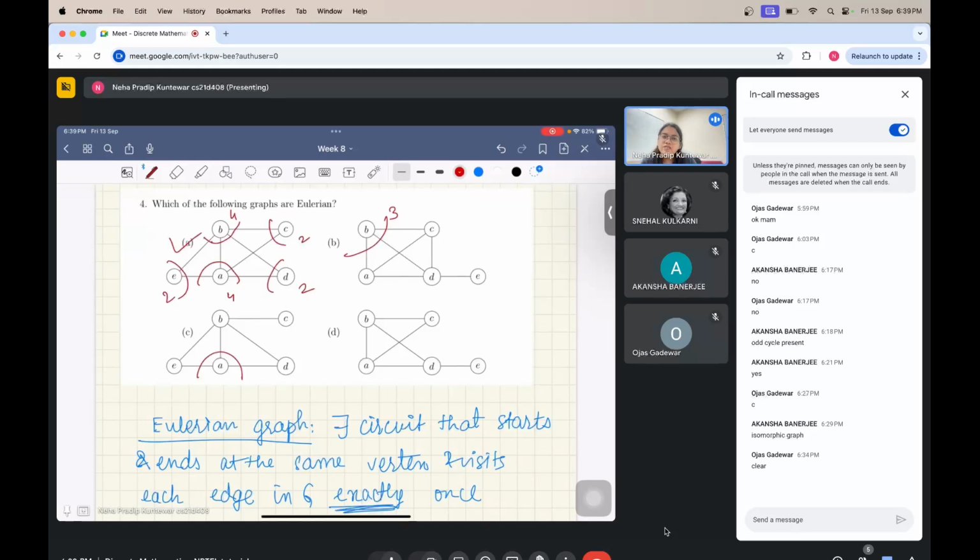Similarly, here A is a bad vertex because it has an odd degree, and here again B is a bad vertex. So B, C, and D, none of them are Eulerian.